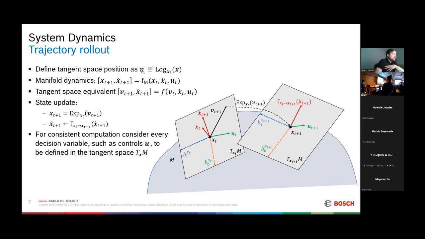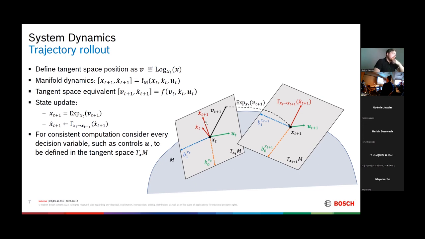First, I will define a tangent space position, which is nothing else but the deviation from the center of the tangent space, or the state on the manifold, and we can assume to have manifold dynamics, which gives me the next state and the next velocity, given the current state, current velocity, and the control. In the following, I will assume that we have a tangent space equivalent for this. I will show you an example of how you can get to such a dynamics equation. It gives me the next position, so the position of the next state in the current tangent space. So this is v_{t+1}.